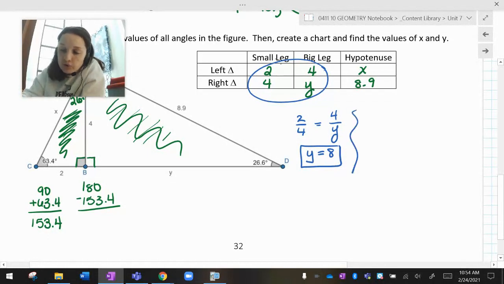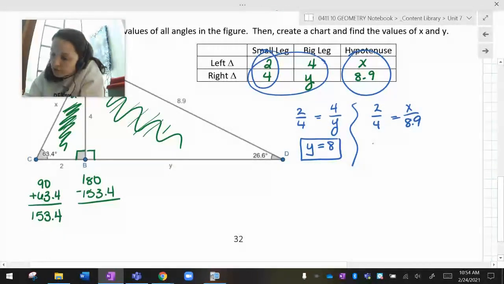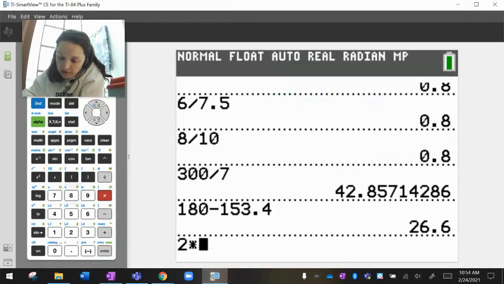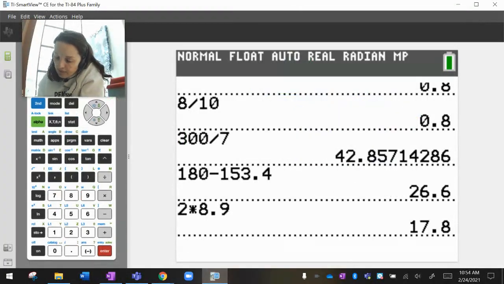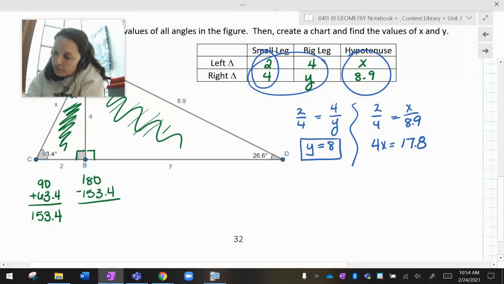Make another proportion. 2 to 4 equals x to 8.9. All right, so, well, this is going to be a little bit harder here, so I'm going to do this one by cross multiplying. So 4x equals 17.8, right? That's what 2 times 8.9 is. And then I'm going to have to divide that by 4 and get 4.45.